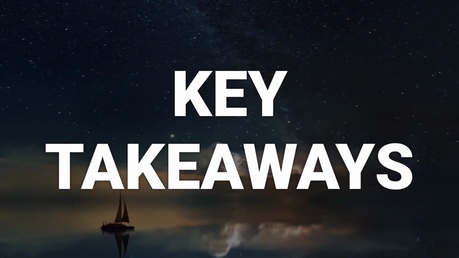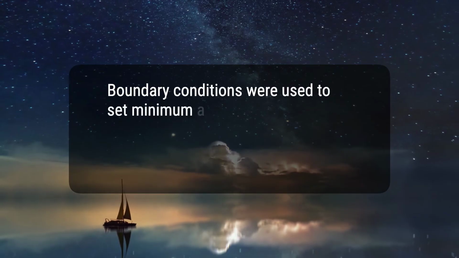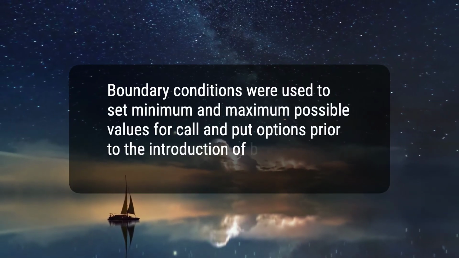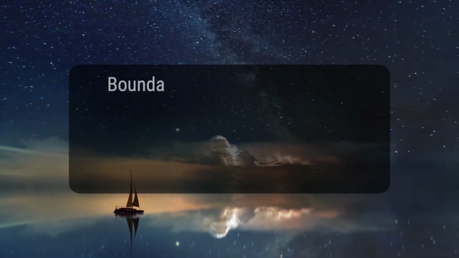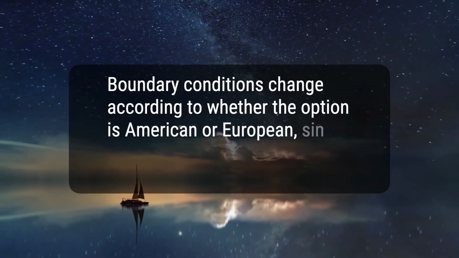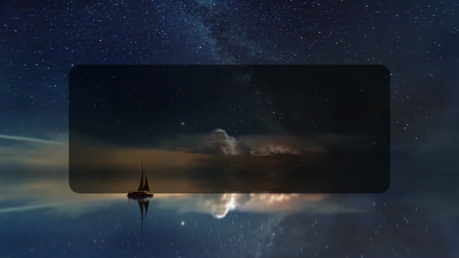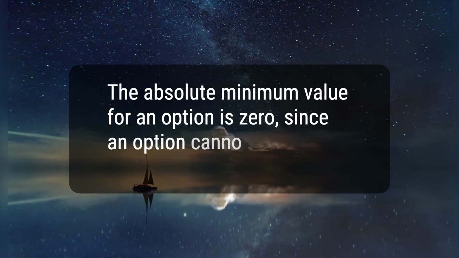Here are 4 key takeaways. 1. Boundary conditions were used to set minimum and maximum possible values for call and put options prior to the introduction of binomial tree and Black-Scholes pricing models. 2. Boundary conditions change according to whether the option is American or European, since American options can be exercised prior to expiry.